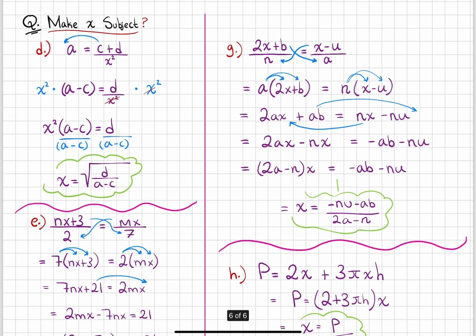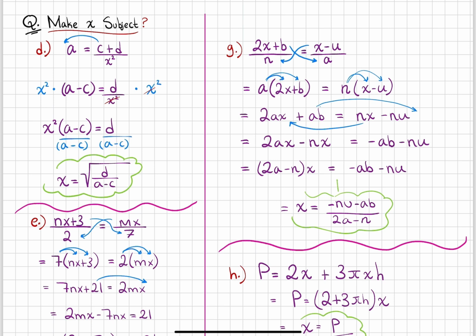Example G. (2x + b)/n is equal to (x - u)/a. Again, we have fractions, so we're going to use cross multiplication. a times (2x + b) and n times (x - u). Now use the distributive property. a times (2x + b) will be 2ax + ab. n times (x - u) is going to be nx - nu.